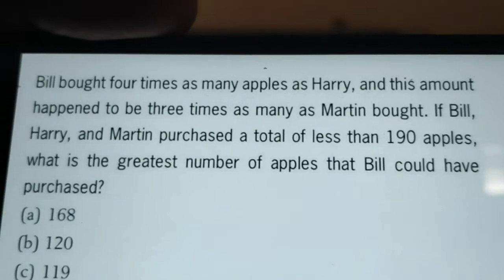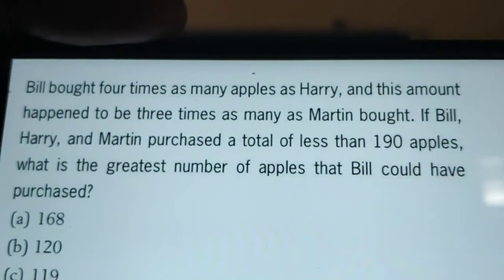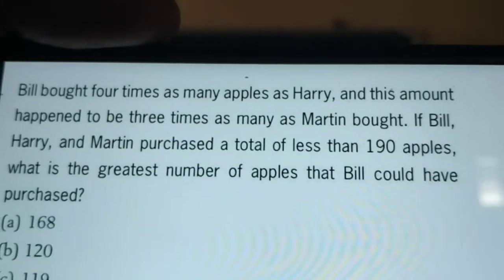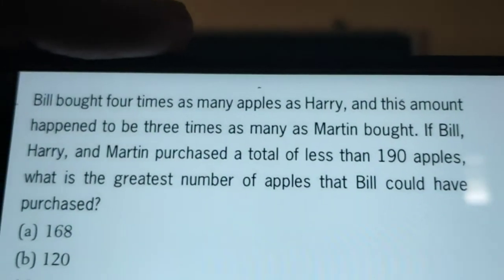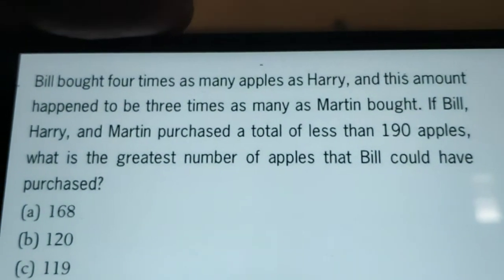Observe the question, friends. Here it asks for less than 190 apples. If it was given as equal to 190 it would be easy, but because it is less than 190, you have to think logically. I will explain. Observe this.